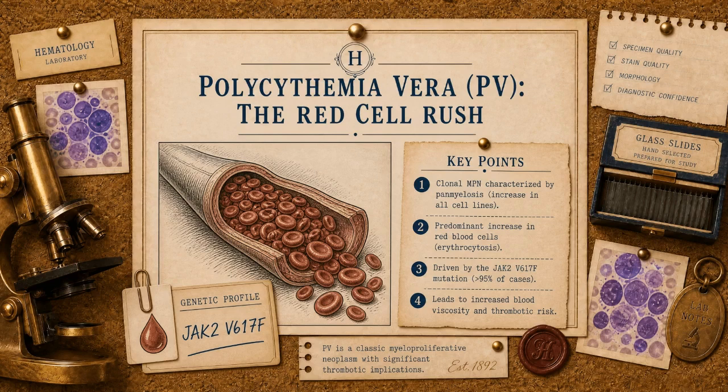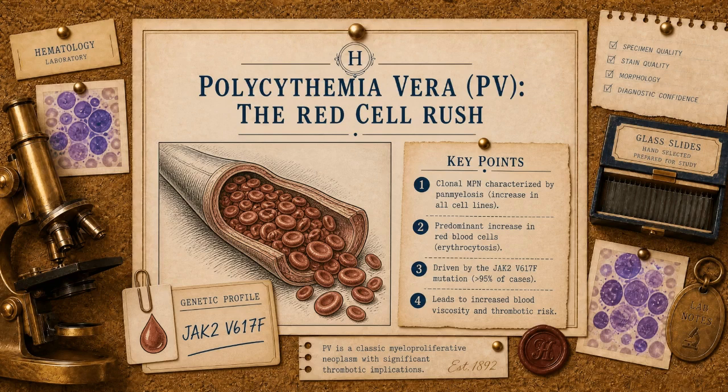It's like the accelerator pedal is stuck to the floor. For the remaining PV cases where the V617F mutation isn't found, most are attributed to JAK2 exon 12 mutations. So, essentially, if you suspect PV, you're almost certainly looking for a JAK2 mutation. This makes molecular testing for JAK2 mutations a cornerstone of PV diagnosis.